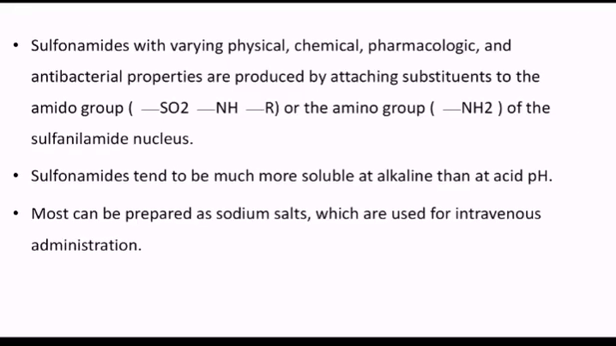Sulfonamides with varying physical, chemical, pharmacological and antibacterial properties are produced by attaching substituents to the amide group, which is SO2 attached to NH attached to R, or by attaching a substituent to the amine group, which is NH2, of this sulfanilamide nucleus. Sulfonamides tend to be much more soluble at alkaline than at acidic pH. Most of them can be prepared as sodium salts, which are used for intravenous administration.